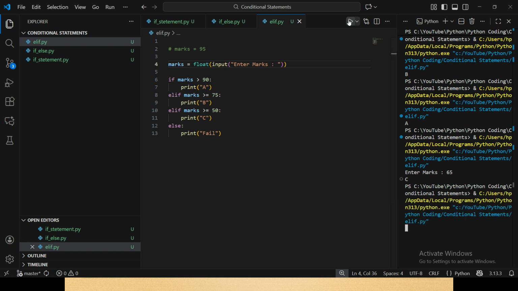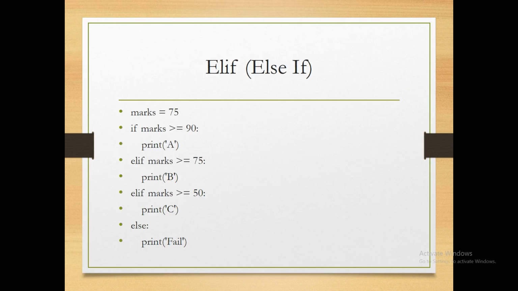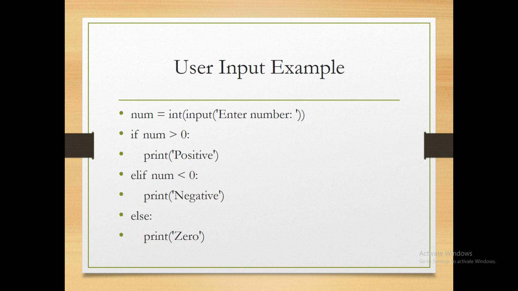Run again and check. Suppose I enter marks as 78. So you can see the grade is B. Why? Because marks is greater than or equal to 75. So this prints B. So in elif you can use multiple conditions. That's why this elif is so important. So that's all about the elif condition.